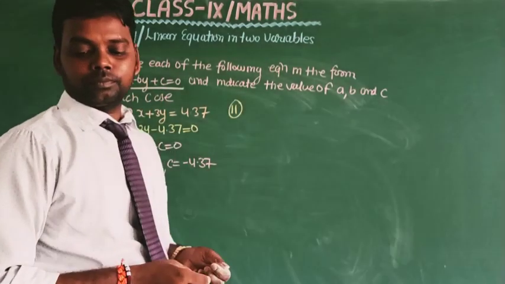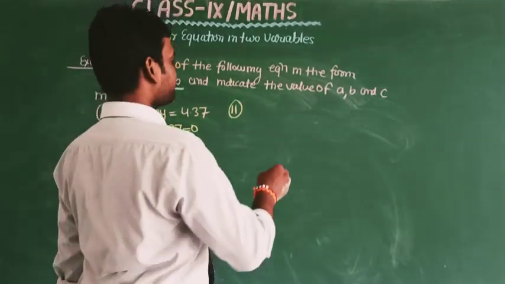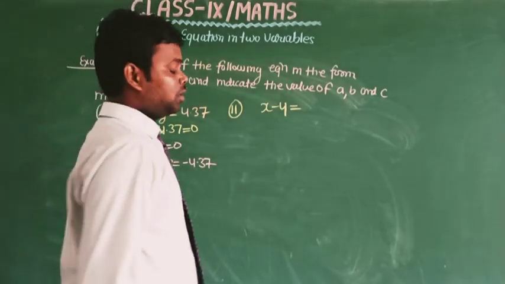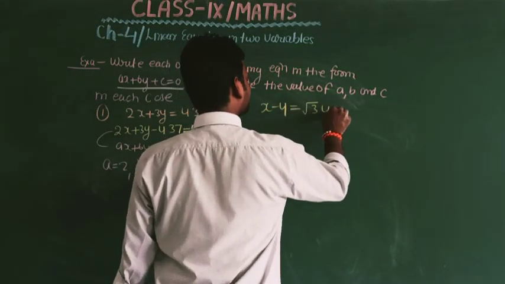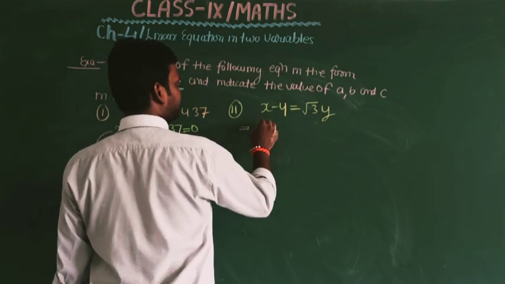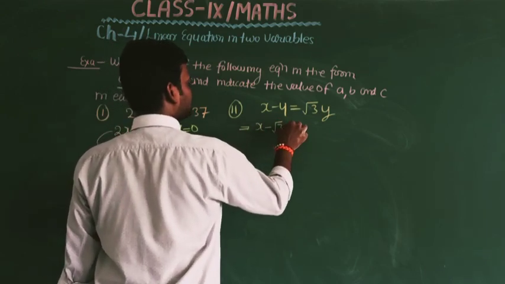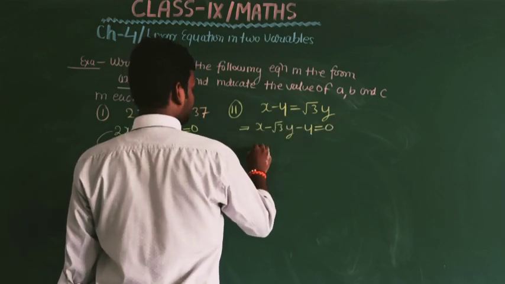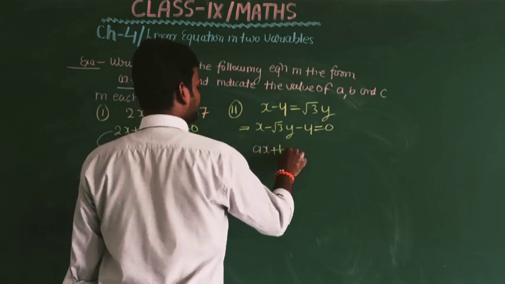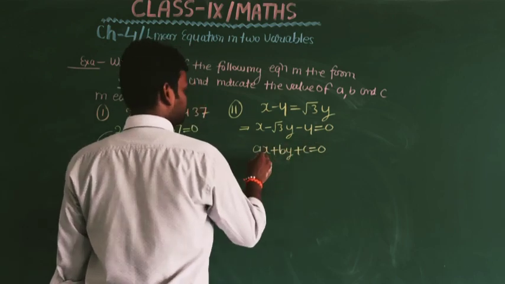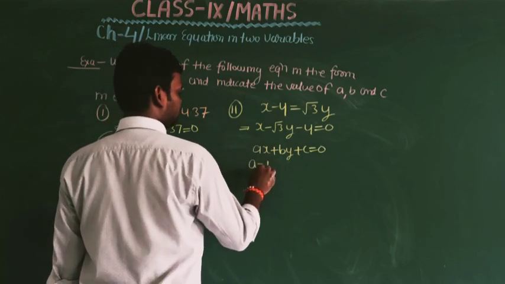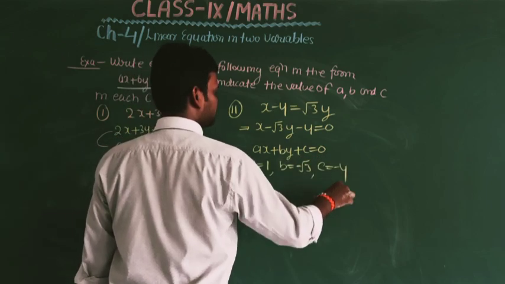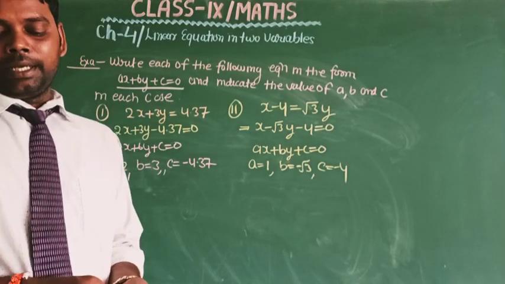Second question: x minus 4 equal to root 3y. This equation can be written as x minus root 3y minus 4 equal to 0. Comparing with ax plus by plus c equal to 0, we get a equal to 1, b equal to minus root 3, c equal to minus 4.